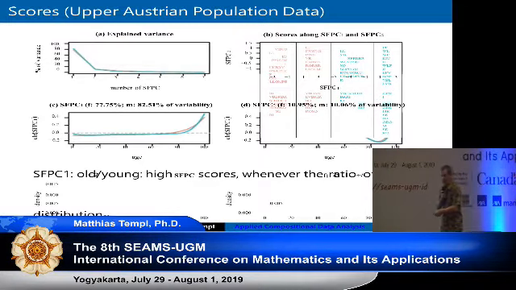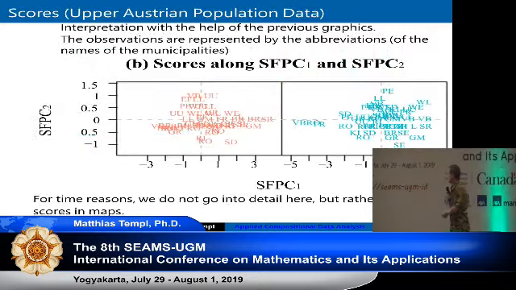We get some scores, and I don't want to go into detail here, but we see a region called Gmunden that has a high score on the first principal component and a negative score on the second principal component. A high score on the first principal component means old ages. A negative score on the second principal component also means old age, compared to the rest of the age distribution.